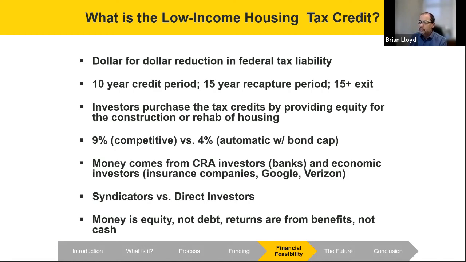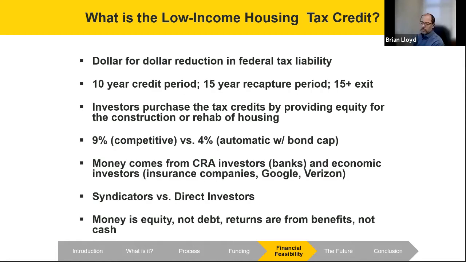In some states, it's not limited because it's automatic with bond cap. So if you get bond cap, you get the credit. That's a whole other session, which we won't have time for. But in some states like Washington and California, the bond cap is oversubscribed. So that means that there are projects that are not able to access the 4% program.